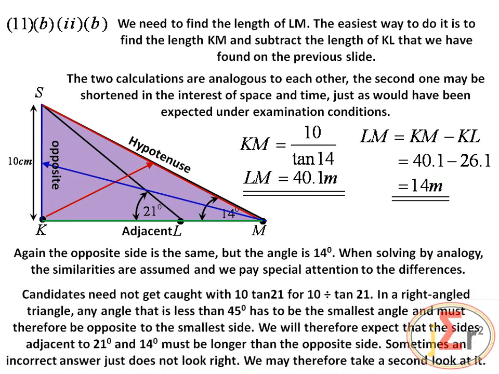Candidates need not get caught with 10 tan 21 for 10 divided by tan 21. In a right angled triangle, any angle that is less than 45 degrees has to be the smallest angle and must therefore be opposite to the smallest side. We will therefore expect that the sides adjacent to 21 degrees and 14 degrees must be longer than the opposite side. Sometimes an incorrect answer just does not look right. We may therefore take a second look at it.